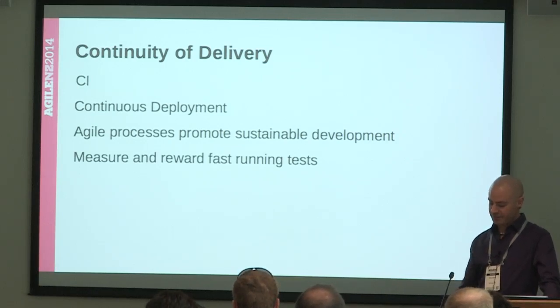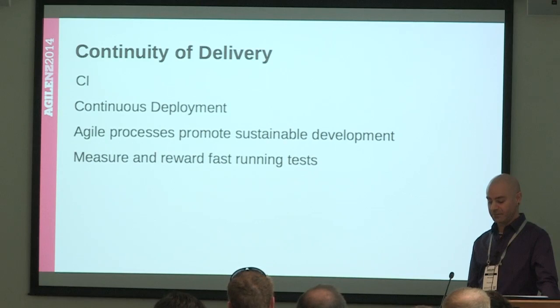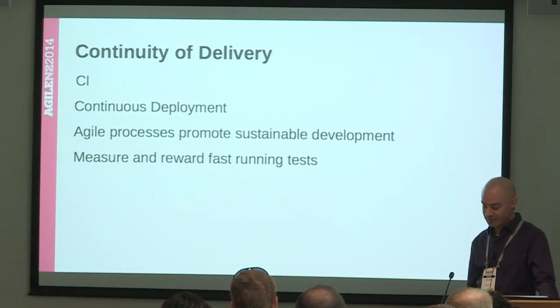So these fast running tests are the tests that sit at the bottom of your test triangle. And slow running tests create frustration and kill developer productivity. So it's worth measuring these and rewarding developers for creating fast running tests. So potentially let your team work out how they can do that.